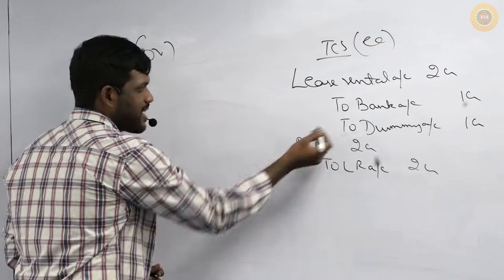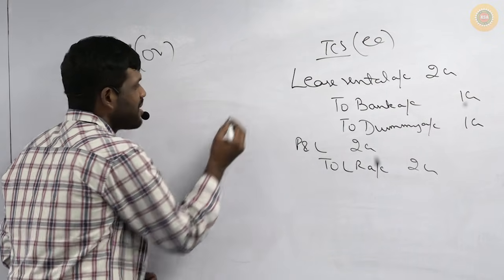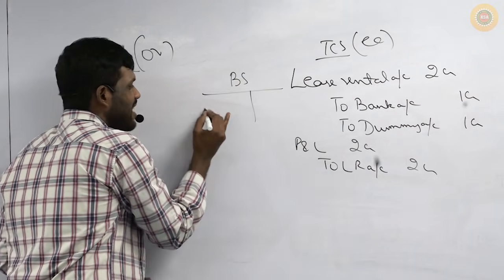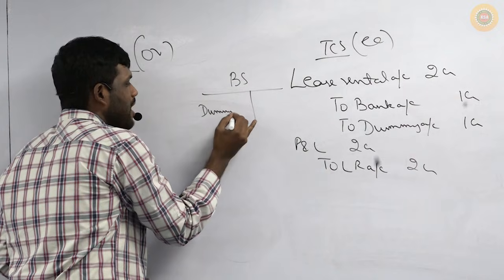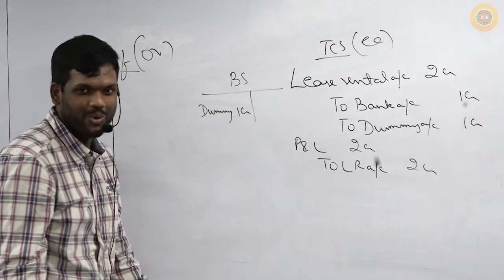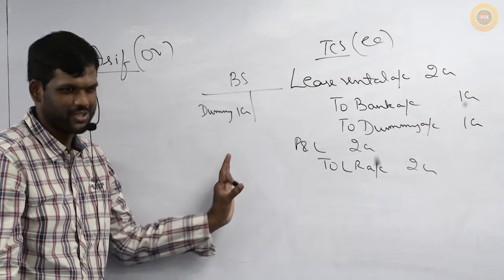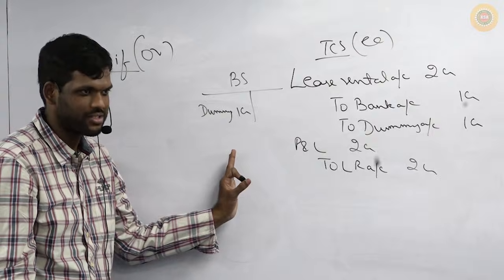Sir, what about this dummy account? It will go to the balance sheet. On the balance sheet, liability side, dummy 1 crore. Okay, for now just keep it. Later I'll give a name for this.